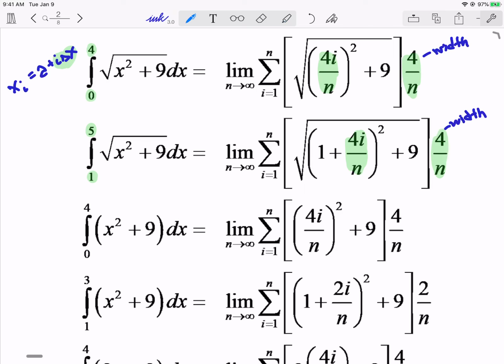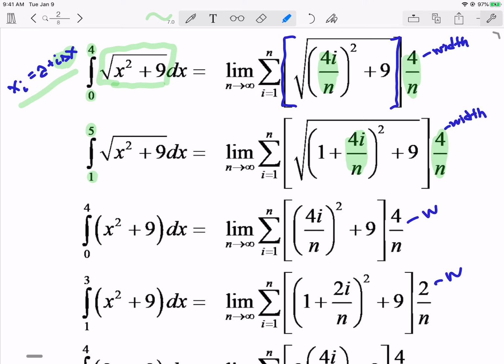And you'll see that throughout all these problems, width. I'm just going to write w, width. But then on the inside, I'm evaluating the height. So everything that I put inside the brackets, that is the height of each individual rectangle. And it's simply given by plugging this x sub i into my function, whatever my integrand is in my integral. So in this case, I replace x with this formula, a plus i delta x.